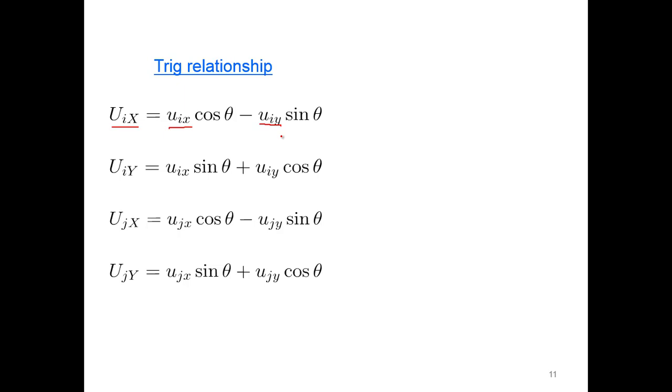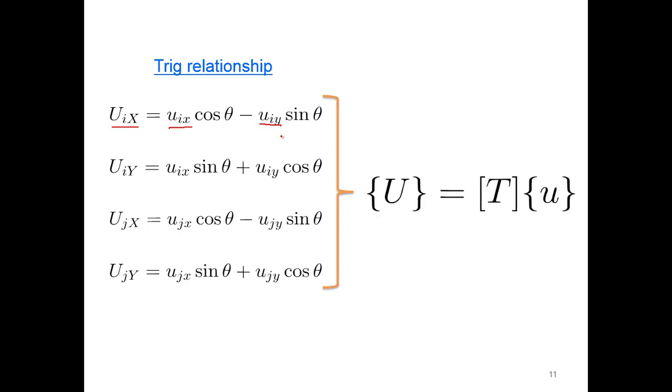Now you can see here, hopefully, that we have a system of equations. We can put that into matrix form. So we have our global coordinates for our element, and we have the local coordinates for our element, and we have this new T. This T is going to be called our transformation matrix.